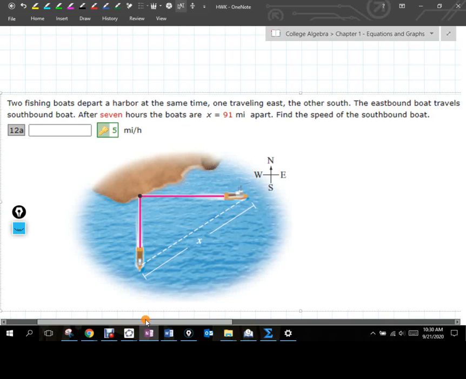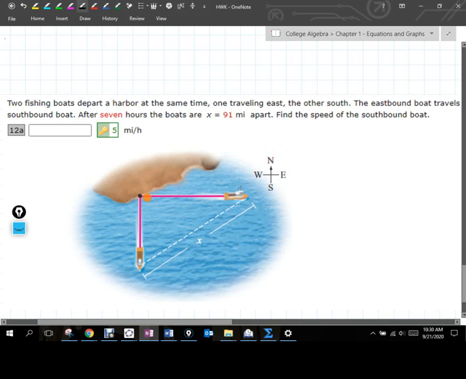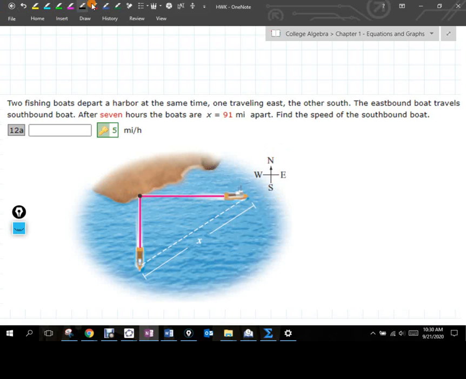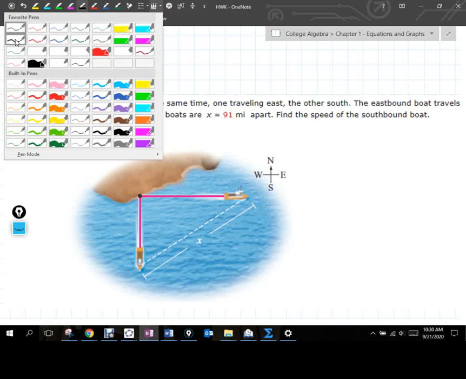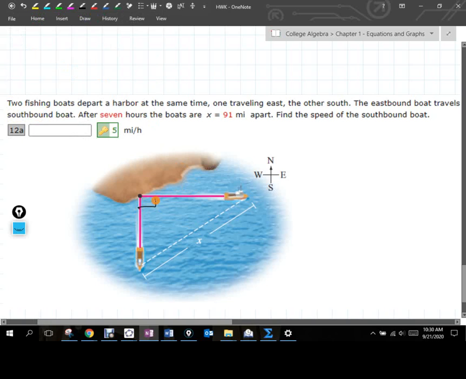But it says 2 fishing boats depart. It's 12A. 2 fishing boats depart a harbor at the same time, one traveling east, the other south. Right there, key geometric concept. One's going east, one's going south. What kind of representation do we have here then? We have a right angle. Okay, and that's huge for this question and how we're going to relate things. So we got a right angle right there.